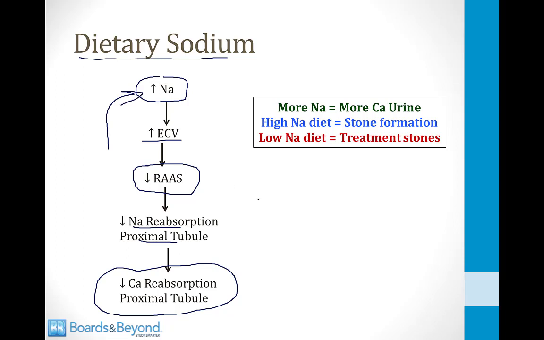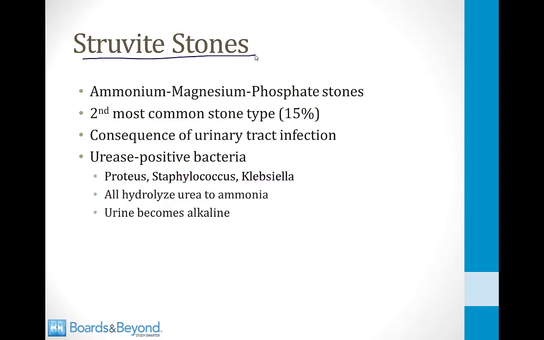So the key points I've summarized on the right side of this slide. More sodium in the diet equals more calcium in the urine. So a high sodium diet can lead to stone formation and is a risk factor for calcium kidney stones. A low sodium diet is a potential treatment option for calcium kidney stones because it will reduce the amount of calcium in the urine. Next type of kidney stone is the struvite stones.